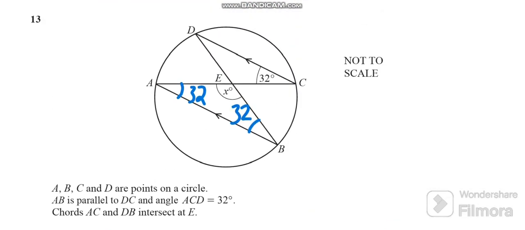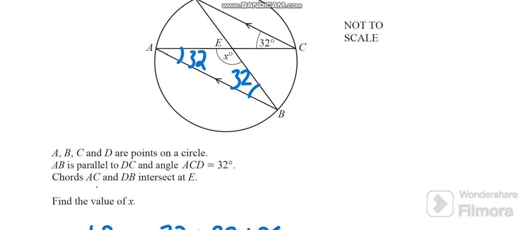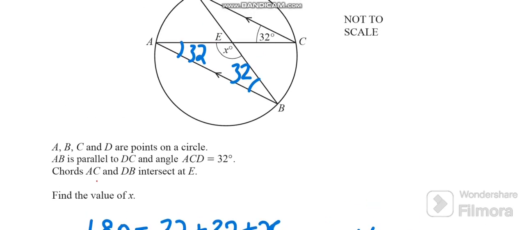Question 13 states A, B, C, D are points on a circle. AB is parallel to DC, and angle ACD is 32 degrees. Short chords AC and DB intersect at E. Find the value of x. So first we have the value of 33. The angle over here is the same as the angle over here, because the lines are parallel.